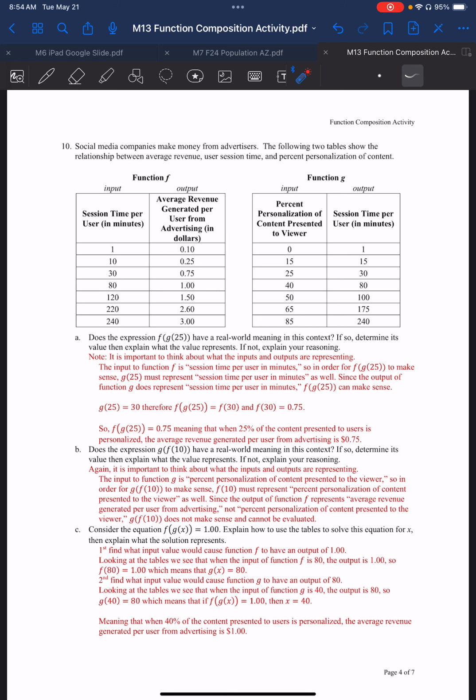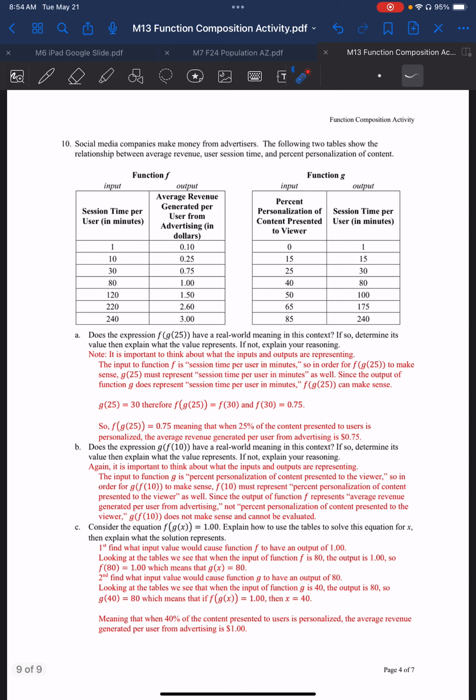Function F takes as an input the session time per user in minutes and outputs the average revenue generated from that user from advertising. And function G takes as input the percent personalization of content presented and outputs session time per user. The first question asks, does F at G at 25 have a real world meaning in this context? And if so, determine what that meaning is and what the value of F at G at 25 is.